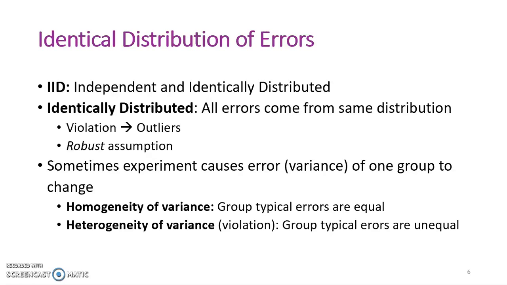A larger typical error in the larger group will result in a larger test statistic. A larger typical error in the smaller group will result in a smaller test statistic. This influences the statistical power of a test. Unequal group variances would be a violation of the homogeneity of variance assumption, and this is known as heterogeneity of variance.